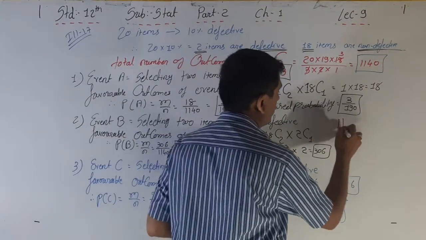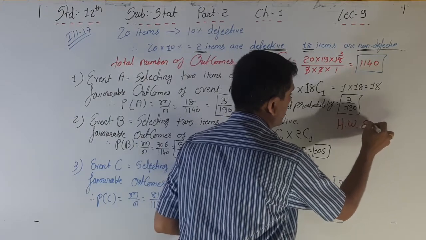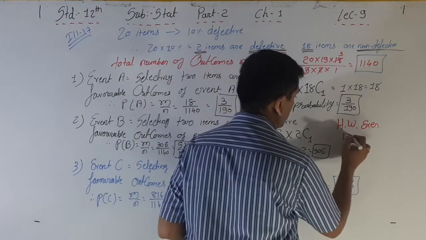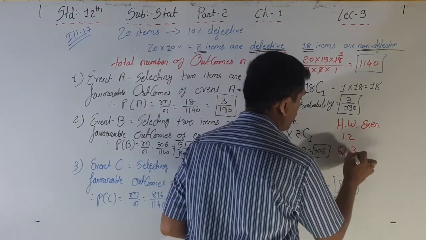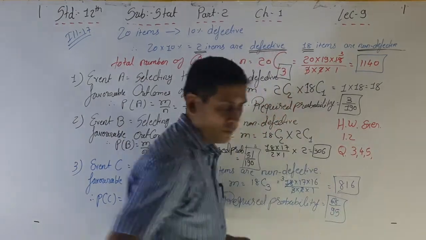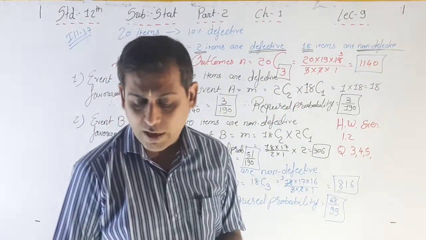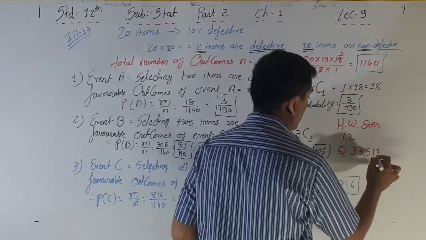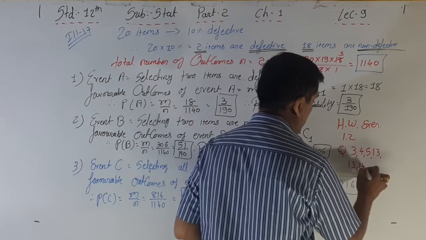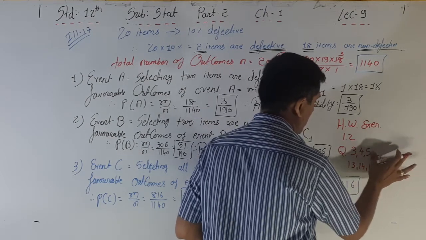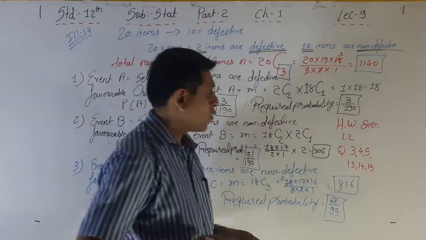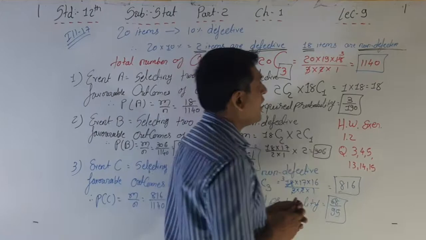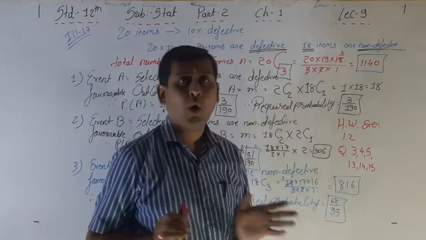Exercise 1.2. Question number 3, 4, 5, 6, 7, 8, 9, 12 is over, and 13, 14, 15. Question number 3, 4, 5, and question number 13, 14, 15 of exercise 1.2 are your homework.